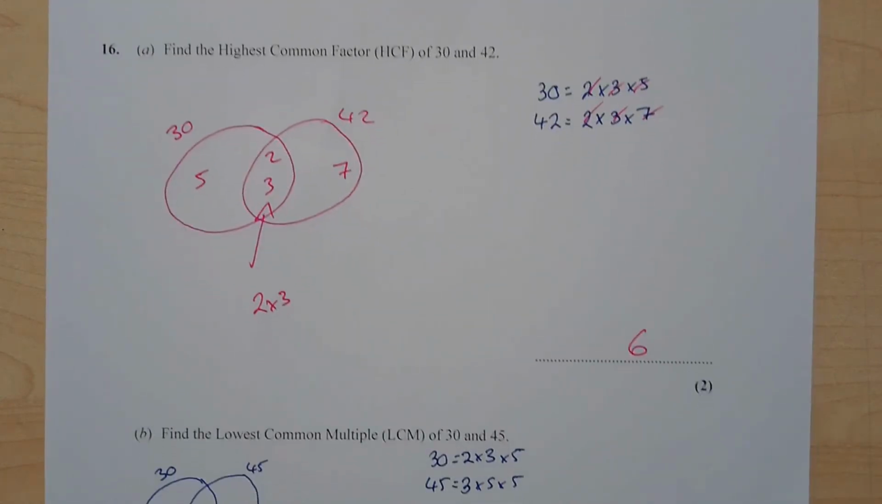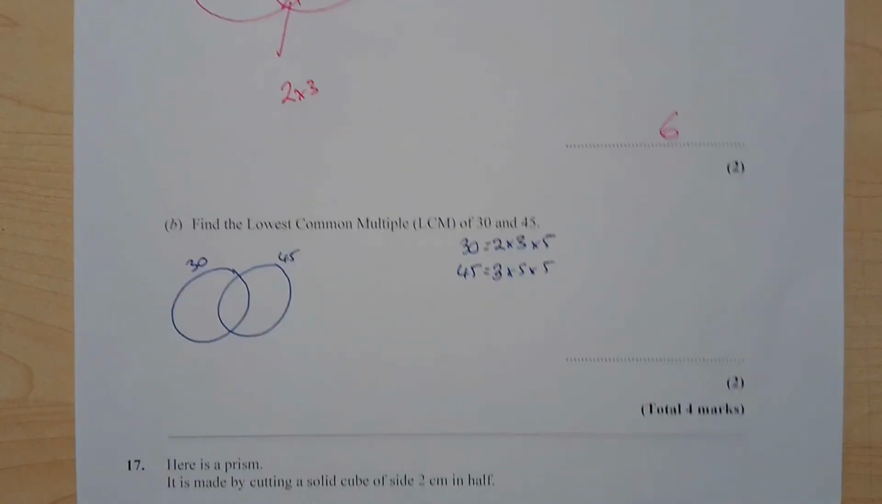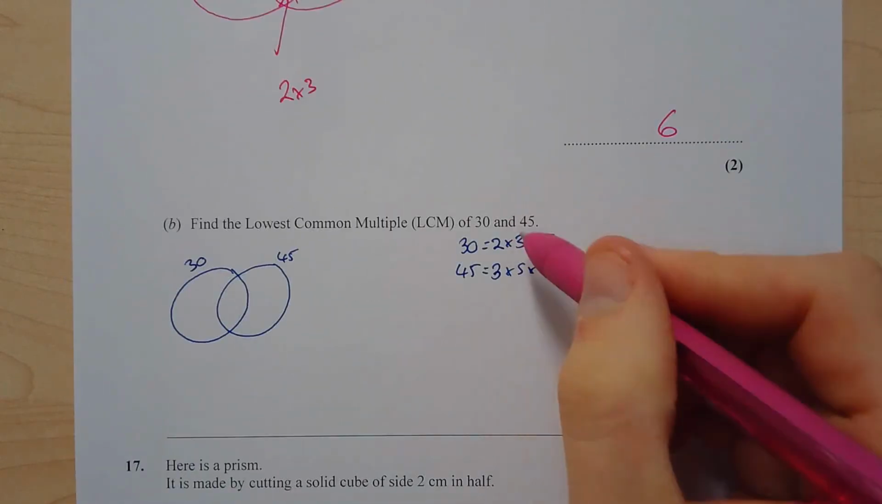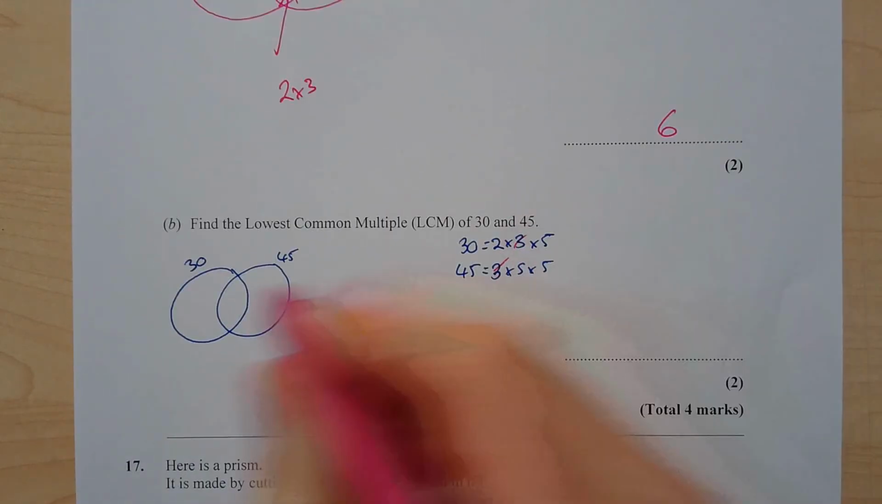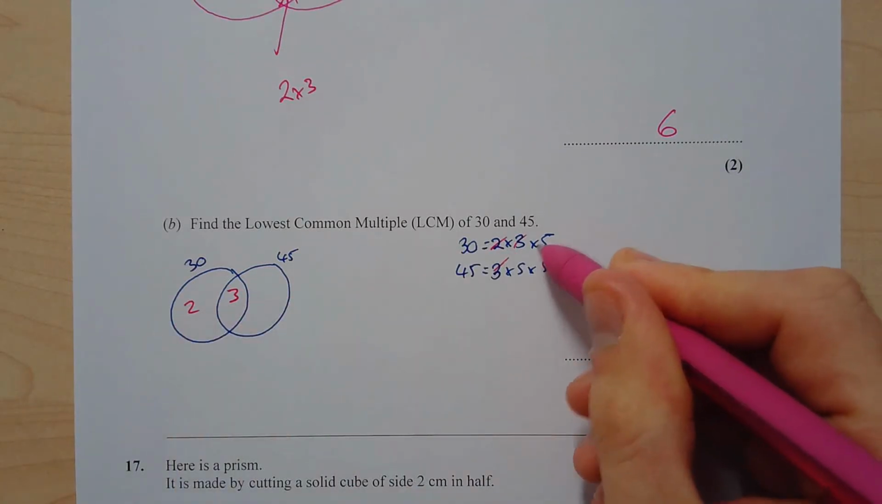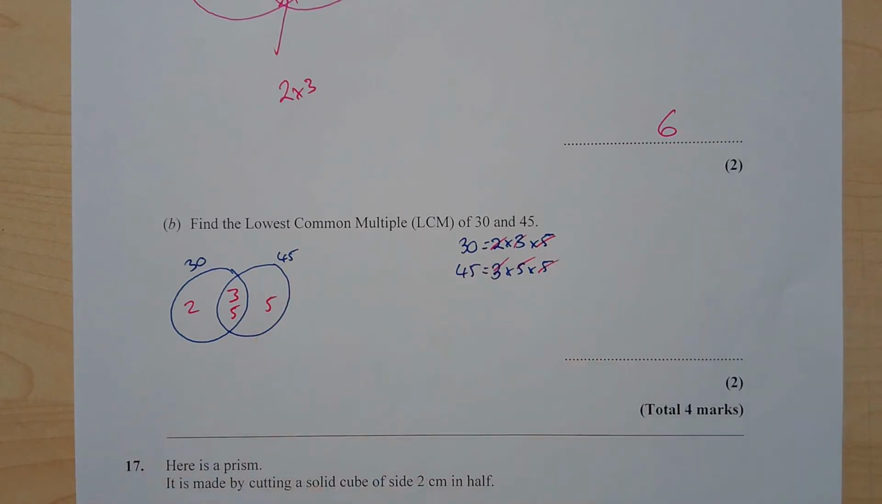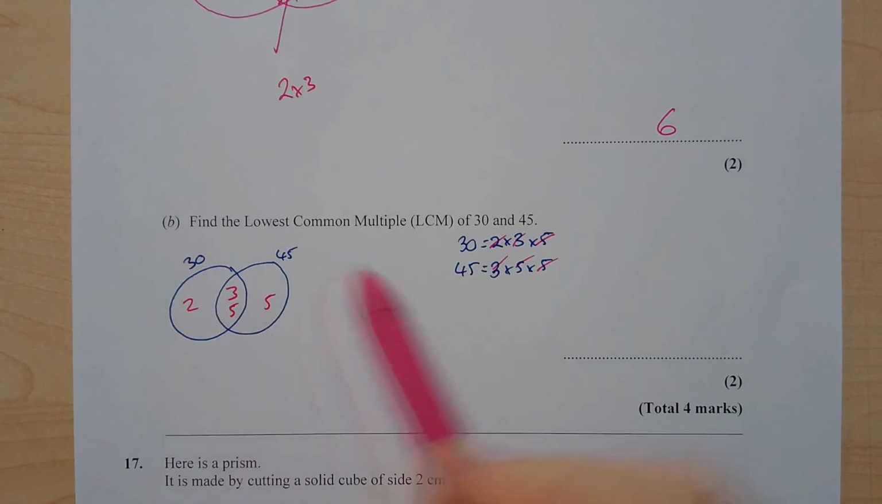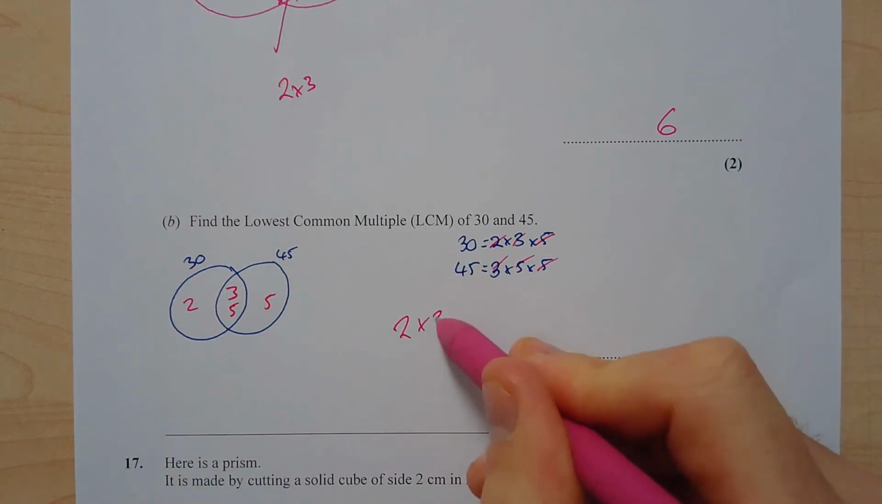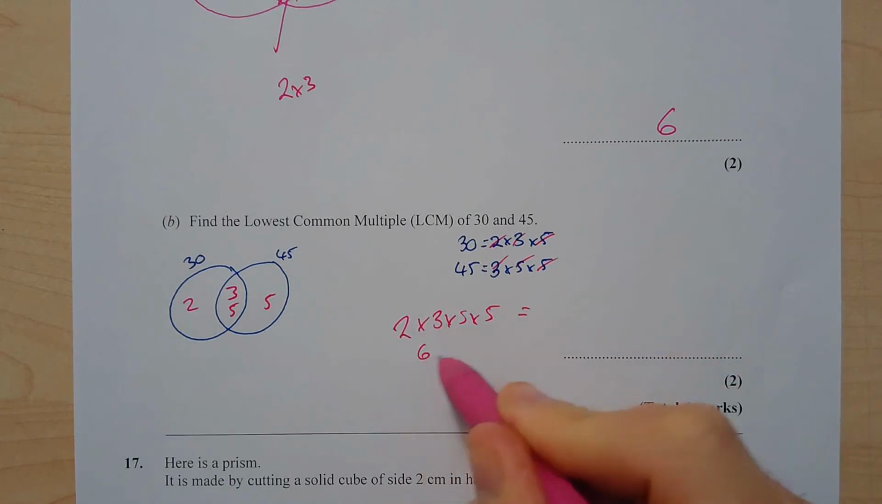It's very similar below. It says find the lowest common multiple of 30 and 45. So just to change number here. So 45. So I've written them out again. I'm just going to put them in. 3 goes in both. 2's just in 30. We've got 5 in both as well, and another 5 there. So my lowest common multiple is a multiple of all these numbers. So 2 times 3 times 5, which is 6 times 25.